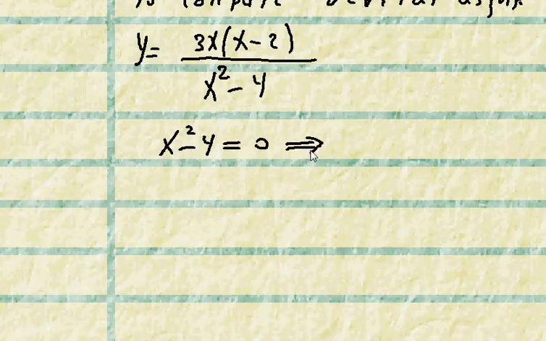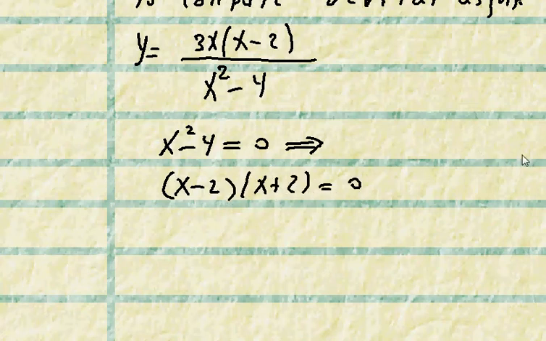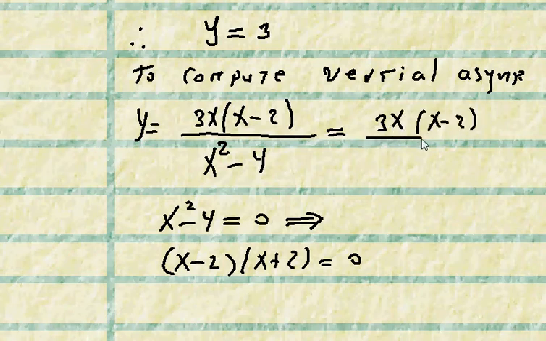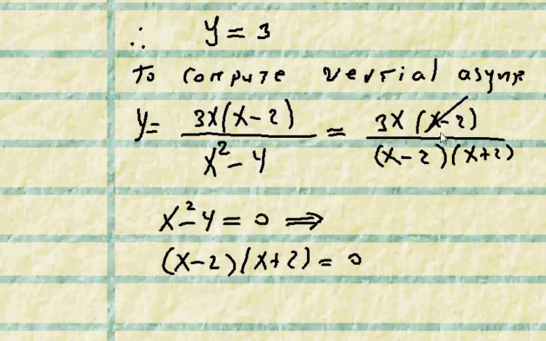So now this is going to imply that, we have a difference of squares here, so we have x minus 2 times x plus 2 equals 0. But notice what is happening over here. Now you notice why I actually left the numerator as given, because now what I have is 3 times x times x minus 2 being divided by x minus 2 times x plus 2, and I am going to be able to cancel this here.